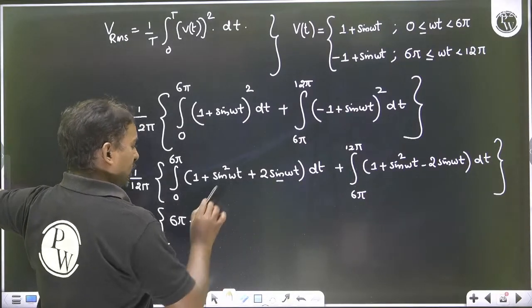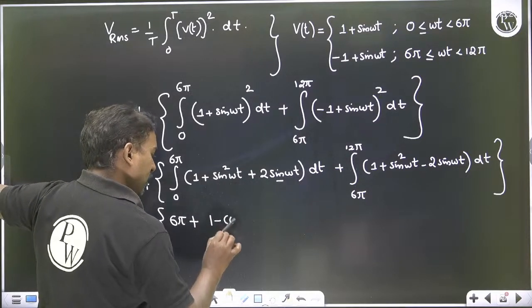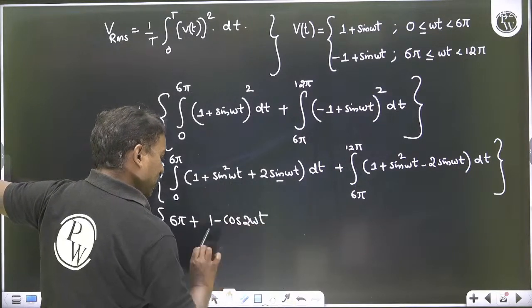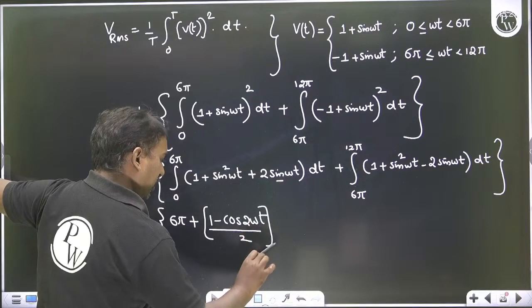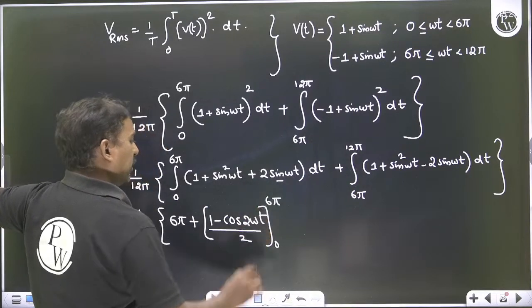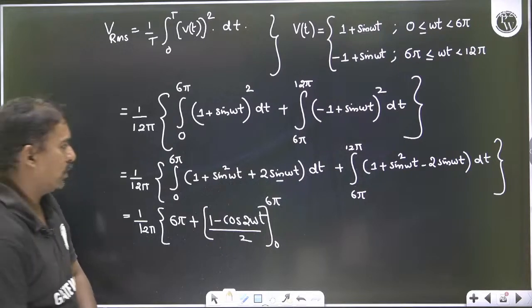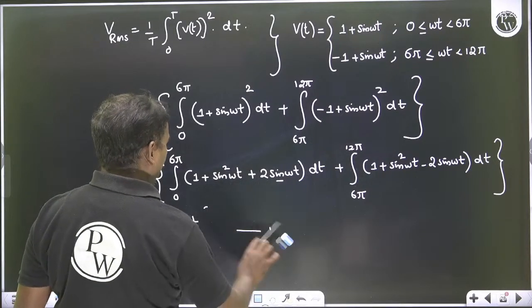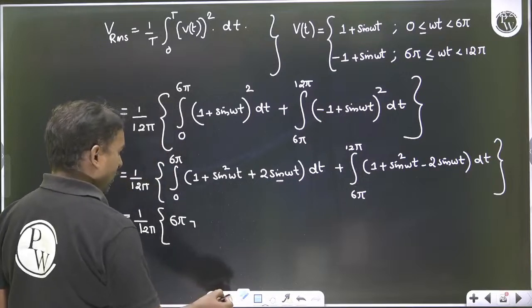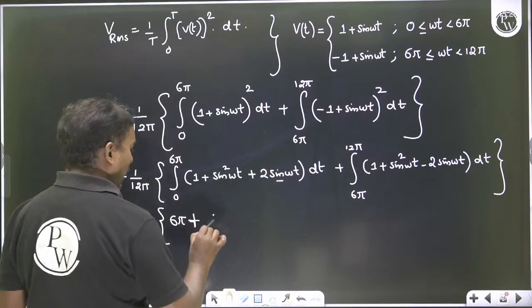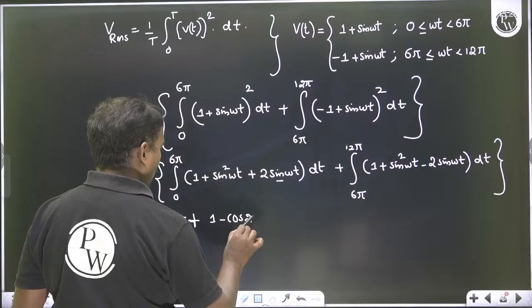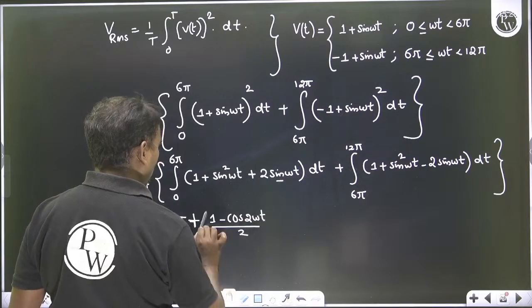Yes. So this sine square omega t I can write as 1 minus cos 2 omega t by 2, integration 0 to 6 pi. Am I right? Because the sine term will become 0, so this will only have 1 minus cos 2 omega t by 2. Sine square theta I can write as 1 minus cos 2 theta by 2.